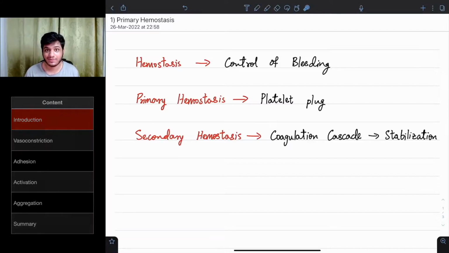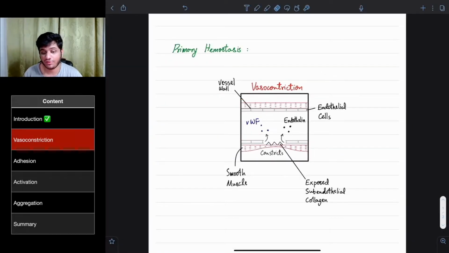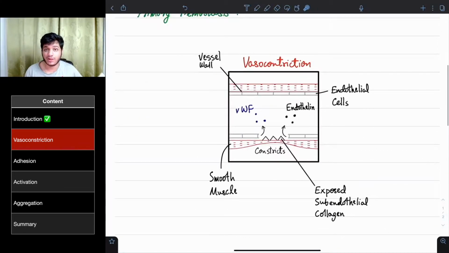So let's get started. There are 4 steps for primary hemostasis: vasoconstriction, adhesion, activation, and aggregation. First, let's go through vasoconstriction. As you can see, there is a blood vessel here. You can see the vessel wall, endothelial cells. As we know, blood vessels are lined with endothelial cells. And you can see this is that damaged area where blood will flow out.